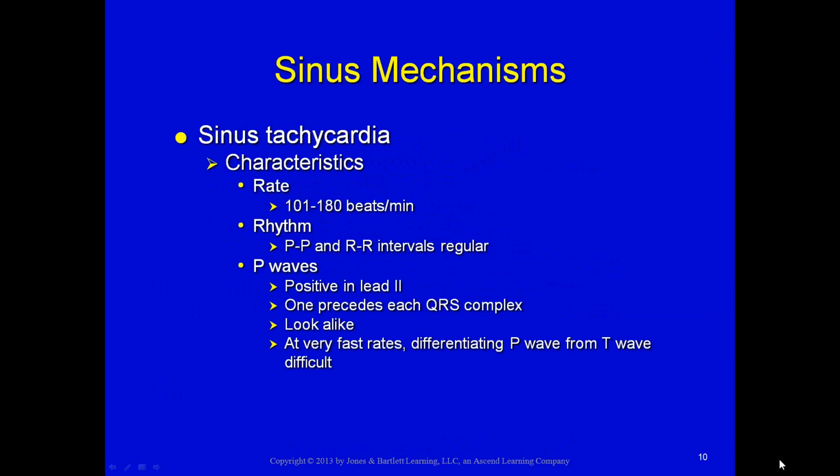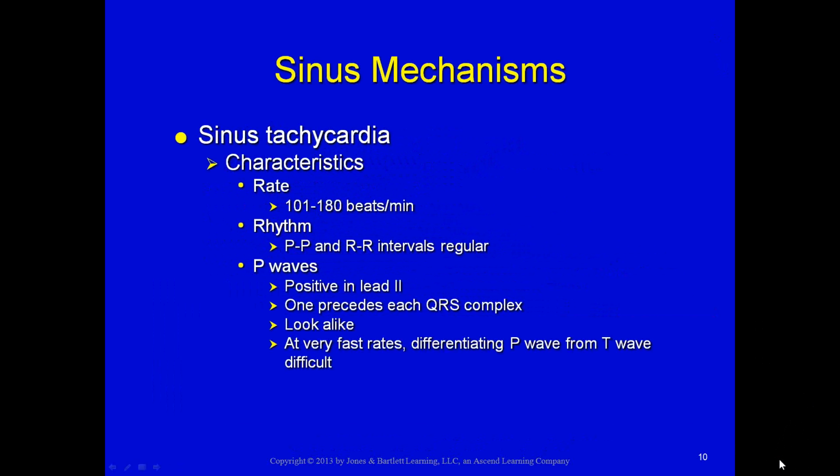So somewhere between 101 and 180 would be considered sinus tachycardia if you can see the P waves. Remember that when rhythms get going really fast, everything gets closer and closer and closer on the paper. And as you'll see when we talk about supraventricular tachycardic rhythms, you may not be able to see the P waves when they get beating 180 beats a minute.